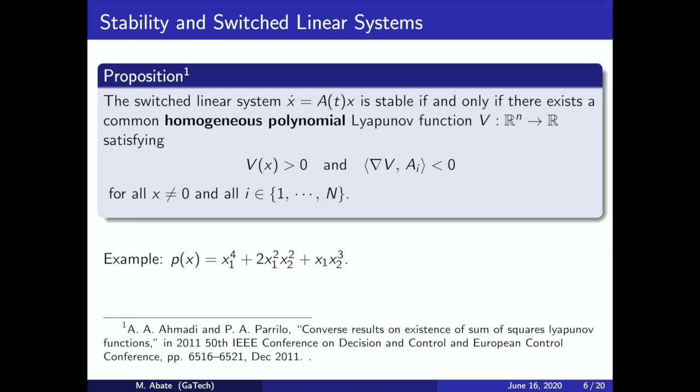This is a well-known result, and for those who are not familiar with homogeneous polynomials, I've included an example at the bottom of this slide. A homogeneous polynomial is simply one for which the sum of the exponents on each monomial is equal. In this example, we provide a homogeneous polynomial of order 4 and note that the exponents on each monomial sum to 4.